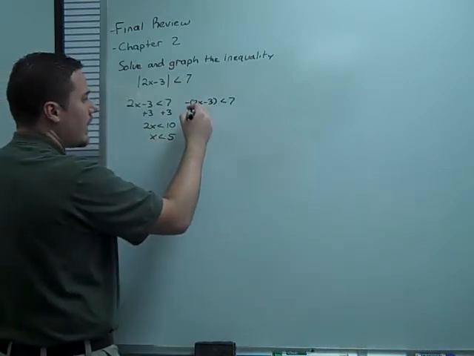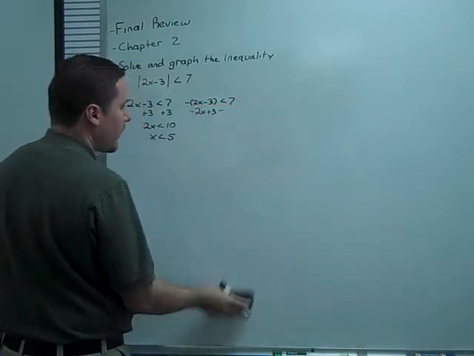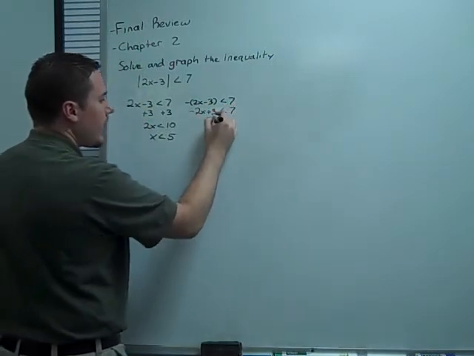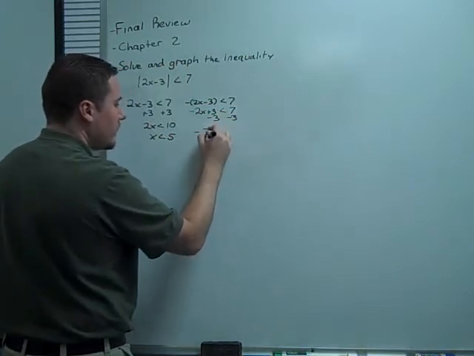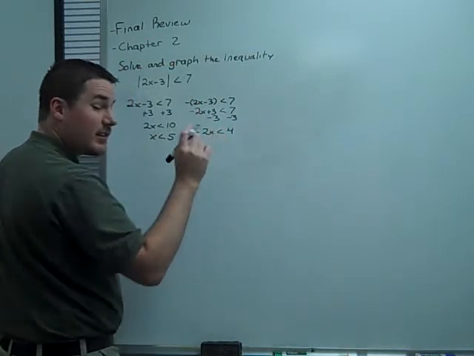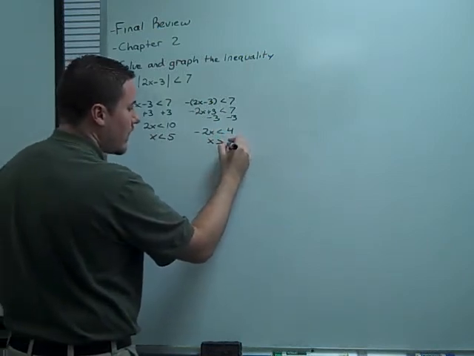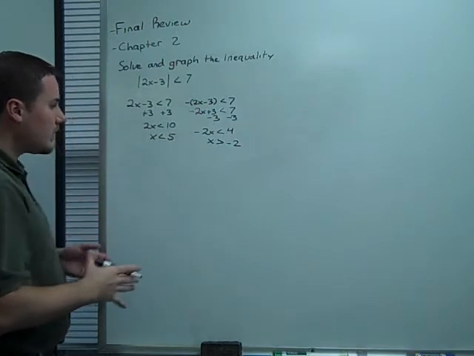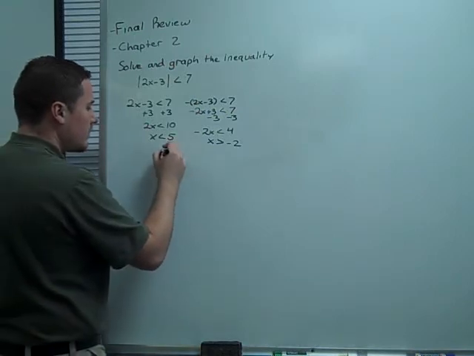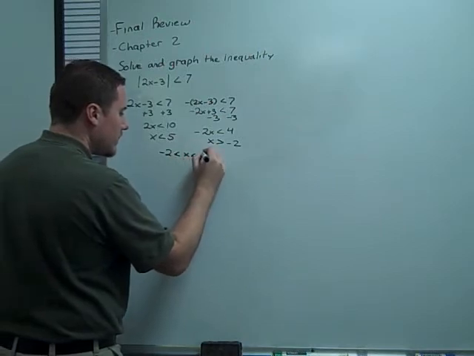Over here, I have negative 2x plus 3 is less than, I almost drew an equals there, 7. I'm going to subtract 3 and get negative 2x is less than 4. Divide by negative 2, and here you need to switch the sign. x is greater than negative 2. Combining these two together, x has to be greater than negative 2 and less than 5. We can write that in a single expression. Negative 2 is less than x is less than 5.